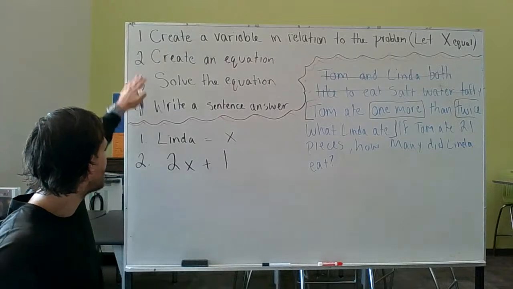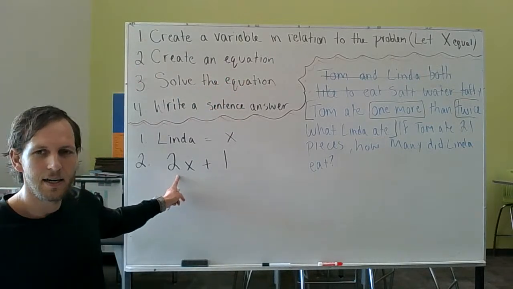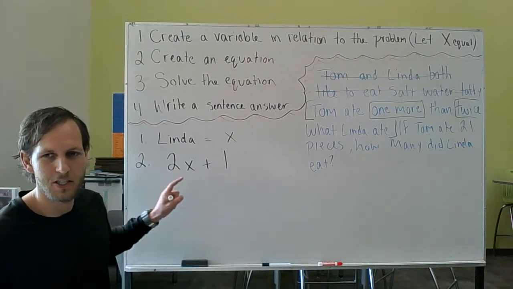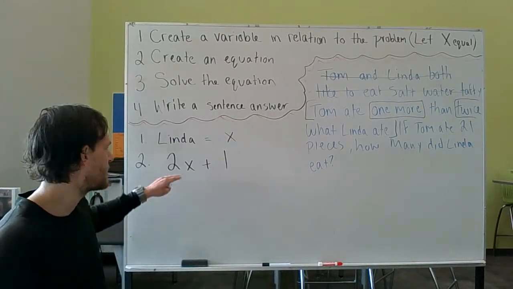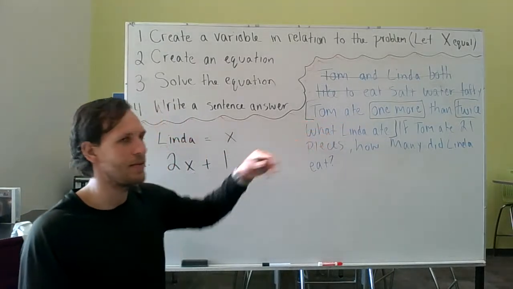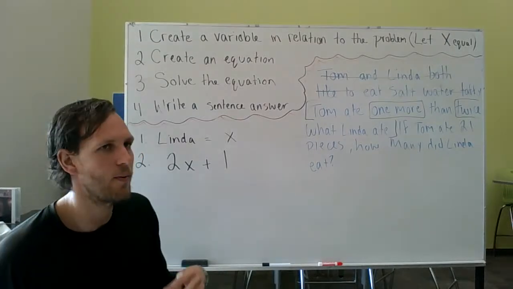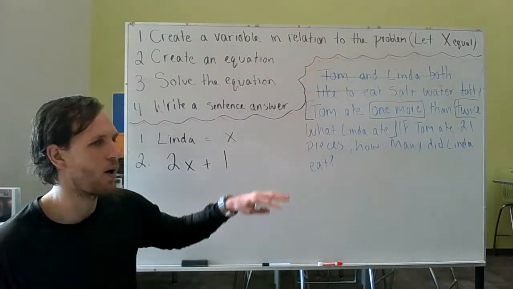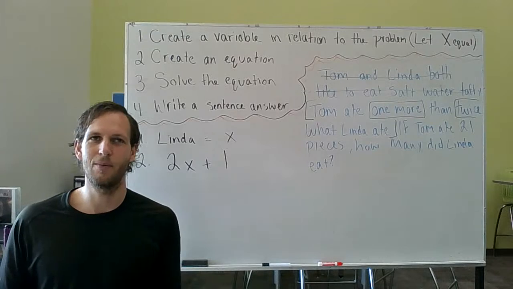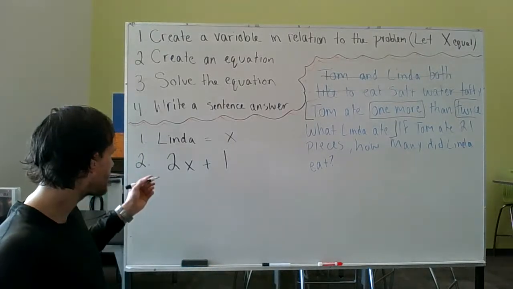Now, this is step number 2, create an equation. This is the toughest part. If we can get to here, then we're going to have a good chance of finishing this question off. This is the practice that we need to take: being able to go from our sentence and extract the math-like terms and say, how can we represent one more than twice? With algebra, you have to think with that backwards mentality.